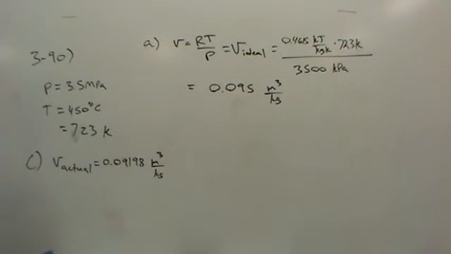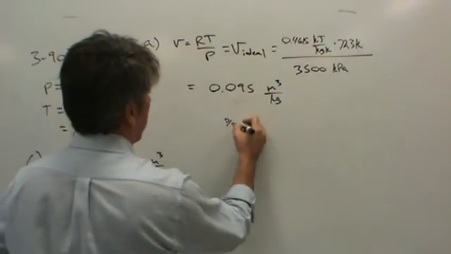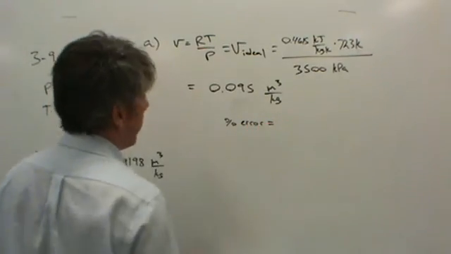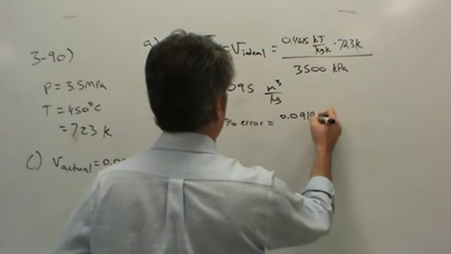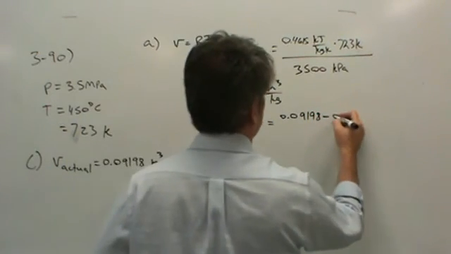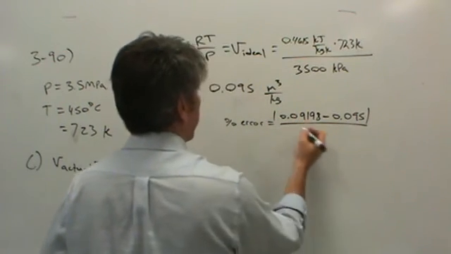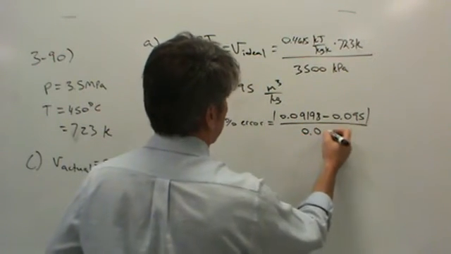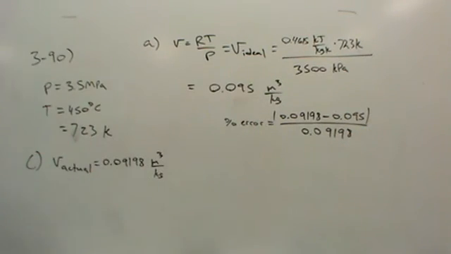That's the actual number. You can see that the ideal gas law is really not that far off. But let's calculate the percent error. So the percent error would be equal to the actual value, 0.09198, less the ideal, 0.095, divided by, of course we need the absolute value, divided by the real, 0.09198. So throw that in your calculator, please.